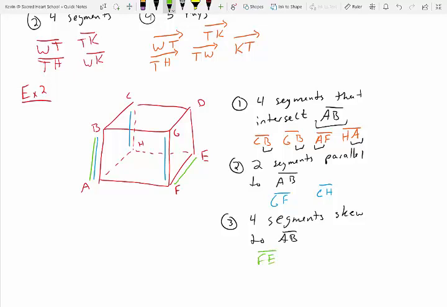And we can't forget labels on any of these. DE, we said it wasn't parallel. So DE, different plane, not parallel and not intersecting. HE and DC. And if we wanted to find one more, we could do GD as well.